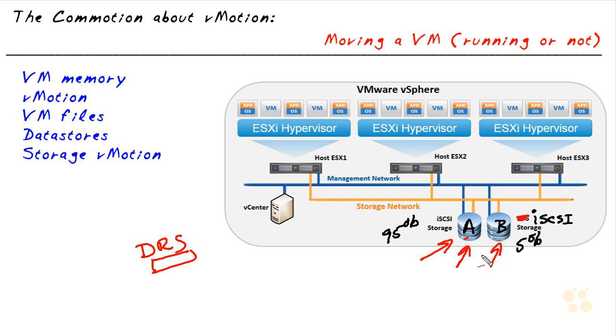The solution to that problem is either educating the administrators to look before they choose a specific data store for a virtual machine, or we could use a feature called storage vMotion. Now, we already learned that vMotion is moving the state of a virtual machine, for example from ESX1 over to ESX3. And we can do that while the machine is running.